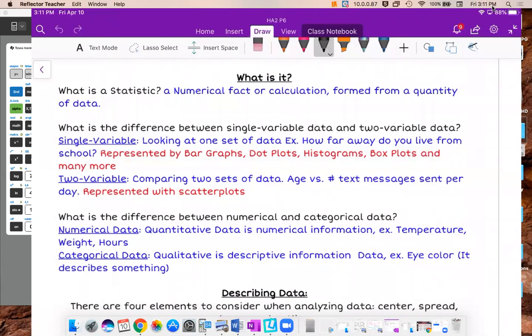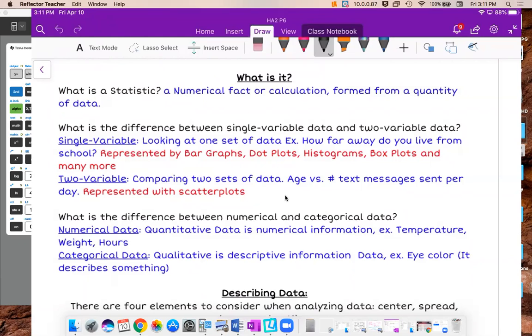Okay, so we're going to start with just basic vocab. So when you ask what is statistics, it is basically just a numerical fact or calculation formed from a quantity of data. So you just get a bunch of data and then it's a fact that you come up with that's based on numerical or calculations.